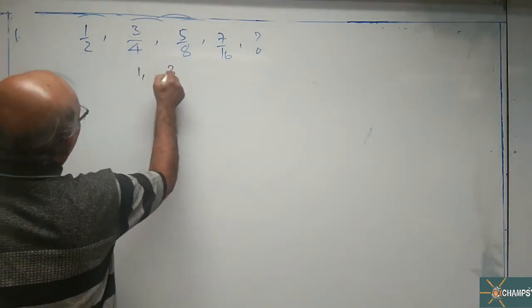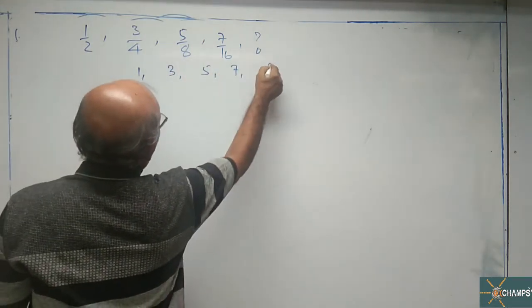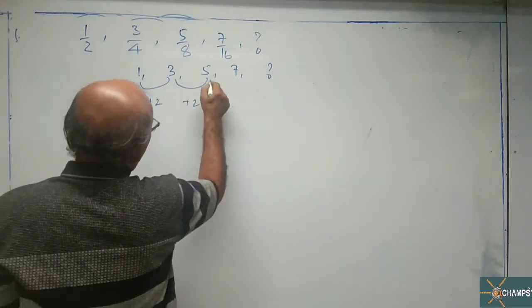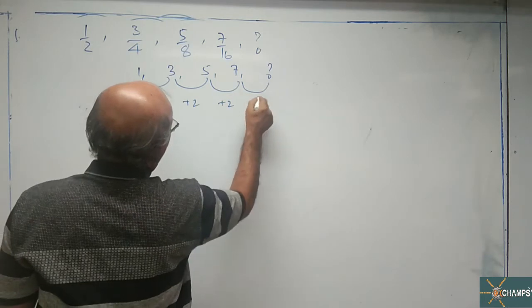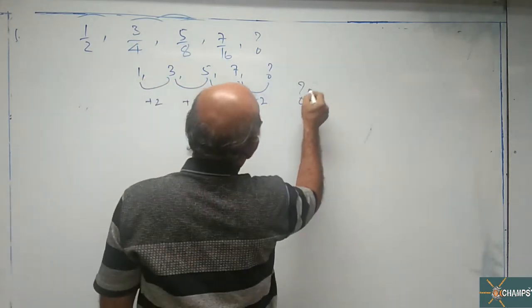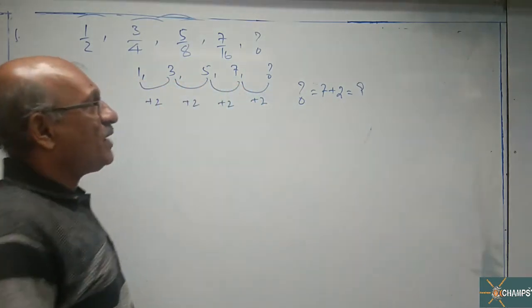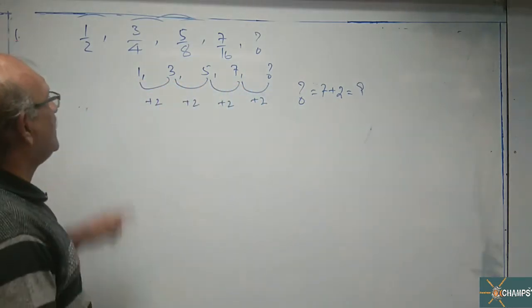Look at this, 1, 3, 5, 7, question mark. Plus 2, plus 2, plus 2, then plus 2. So the question mark is equal to 7 plus 2, 9, sir.